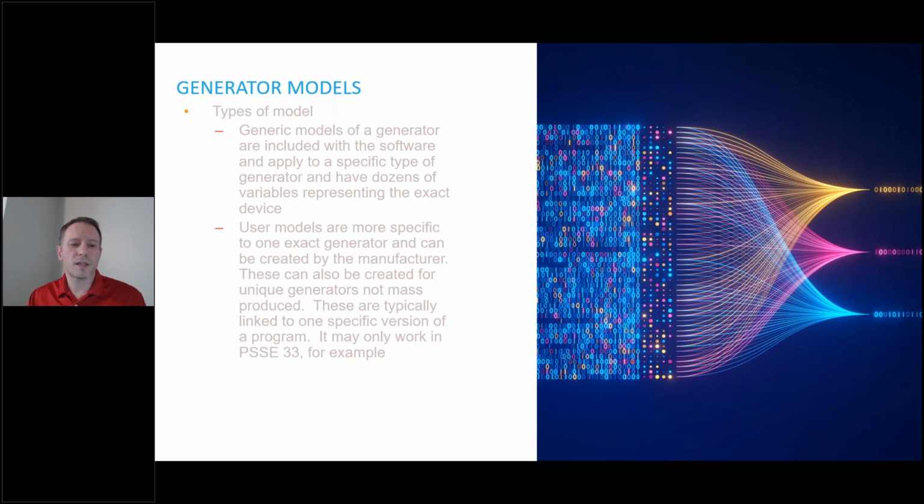Because those are specific to the generator, they're a little bit more accurate, but they're generally a little bit harder to use. You find them a lot more in odd types of generation that aren't mass market. Like the inverters will generally have a generic model because the solar models are pretty good.